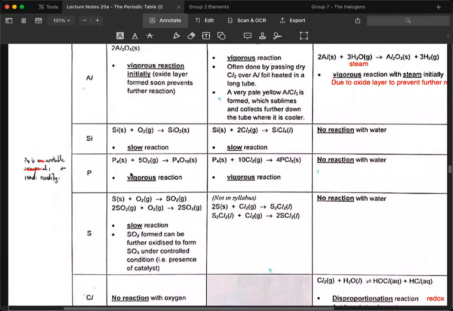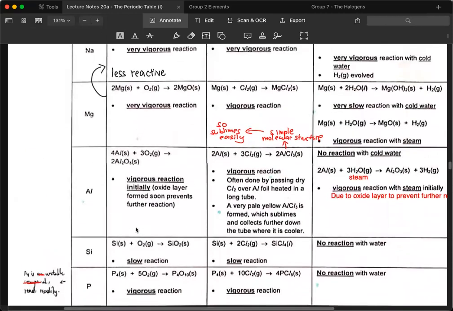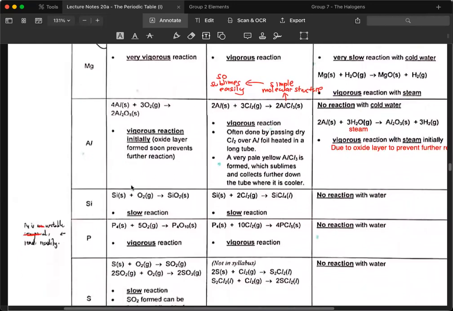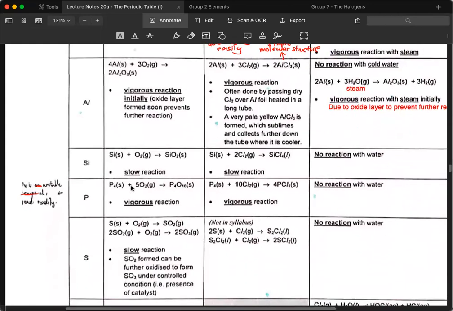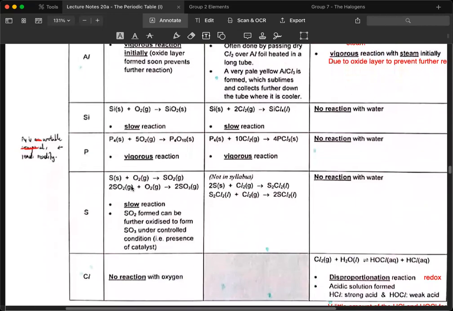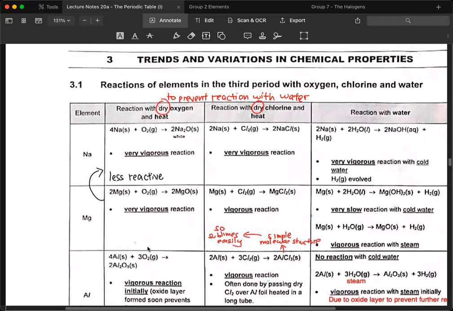So slow, vigorous, yeah. So look at the trend here. The reaction rate will drop among the metals across the period, then silicon is slow, then phosphorus is vigorous, then it drops again. Then for chlorine, no reaction with oxygen.